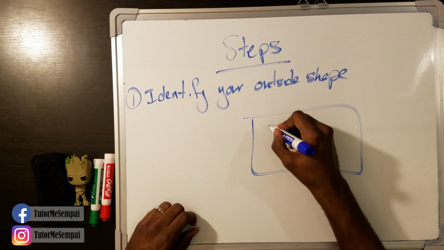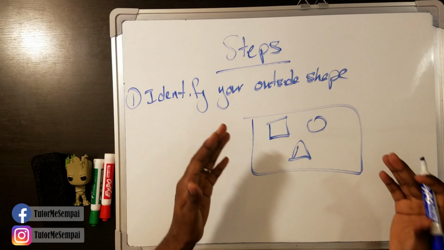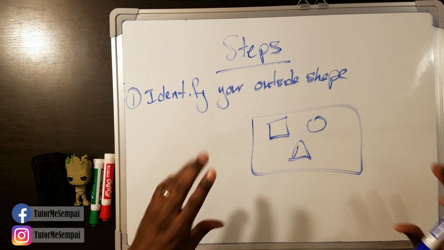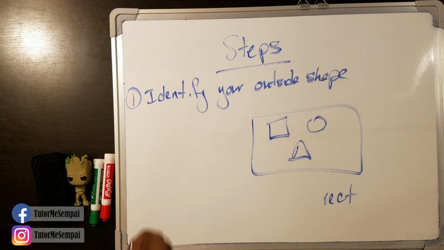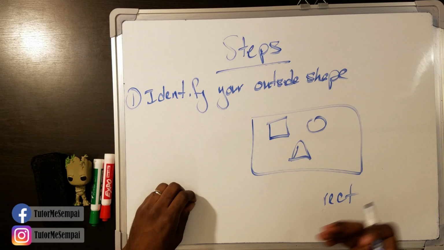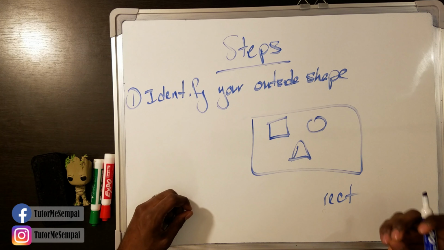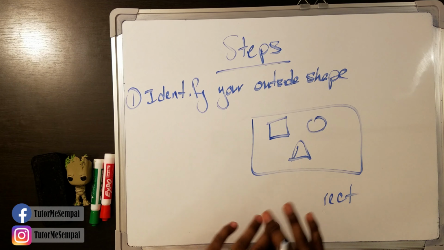If you had shapes inside, we want to know what is our outside shape. What is this overarching shape, this big shape on the outside? In this case, we have a rectangle. So that is going to be very important because we're going to need to find areas. And if you don't know what the shape is, then you don't know which area formula you should use. So identify your outside shape first.